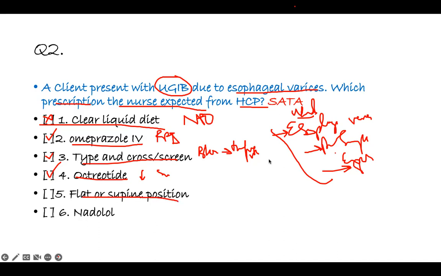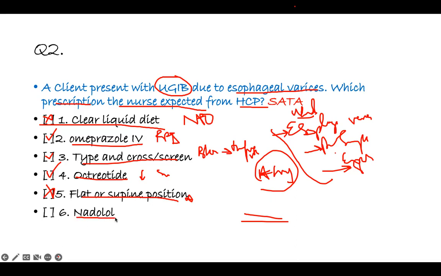Flat or supine position. So if the patient is bleeding, the number one thing I said was airway. And how do you protect their airway? Lay them on the side. Laying them flat and supine will cause aspiration. So this is bad.